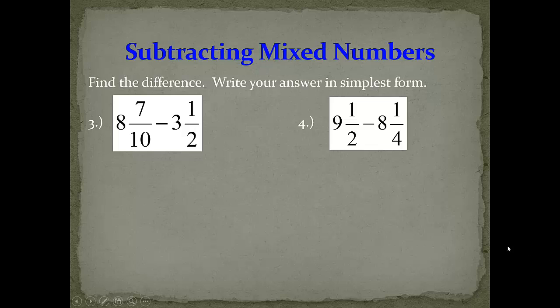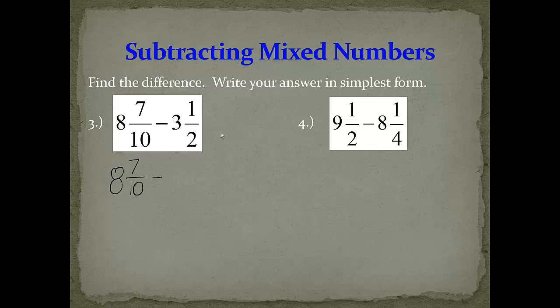Now for number 3, we have 8 7/10 minus 3 1/2. Our first step is to see if we have a common denominator. Our denominators are different. We have a 10 and we have a 2. Our least common denominator, or our least common multiple, will be 10. So our first denominator is already 10, so we'll leave this fraction the same. So we'll have our whole number of 8, and then our fraction will stay 7/10. So this mixed number did not change at all.